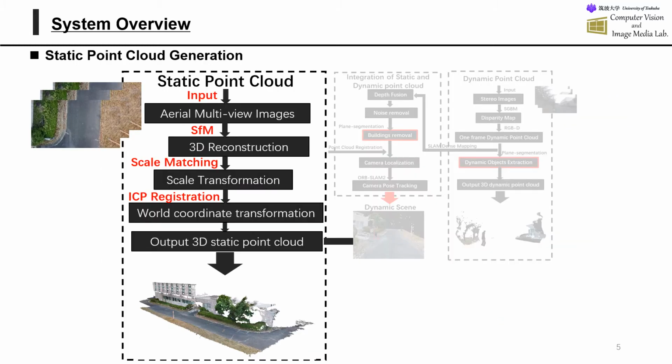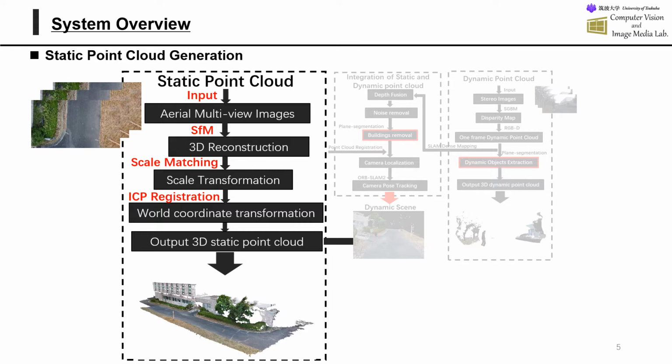The static point cloud is generated from aerial multi-view images by using the UAV. First, the camera is calibrated to get the intrinsic parameters as the camera model input. The aerial multi-view images and the camera model are utilized as input in the SFM method to make a 3D reconstruction. However, all the parameters are calculated based on the pixel unit, so the scale of the output model is different from that of the real world.